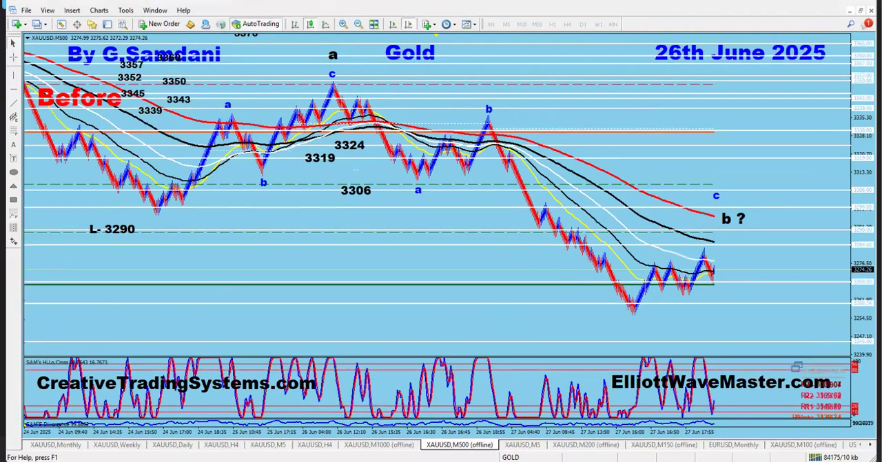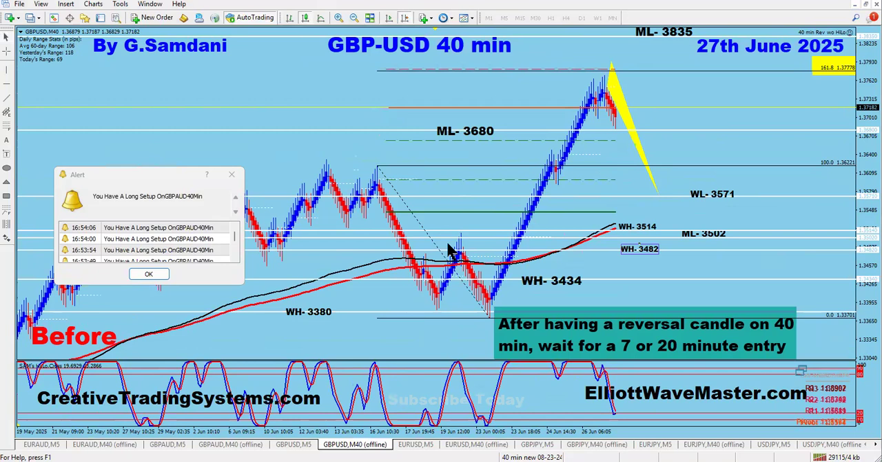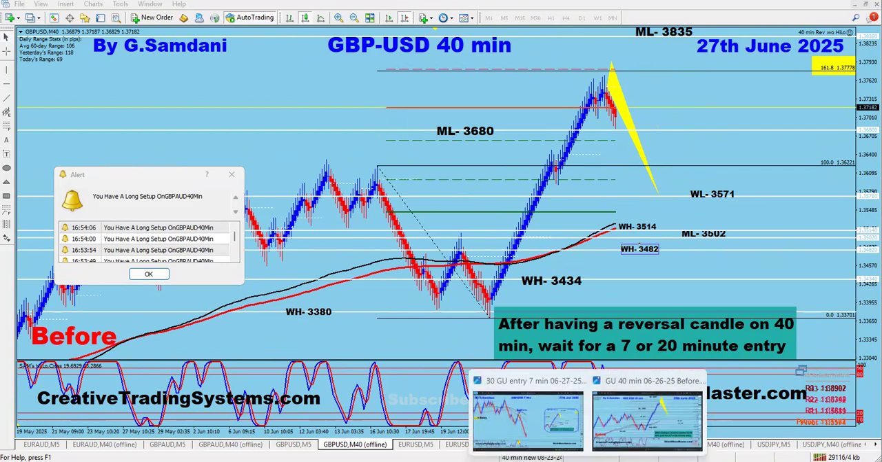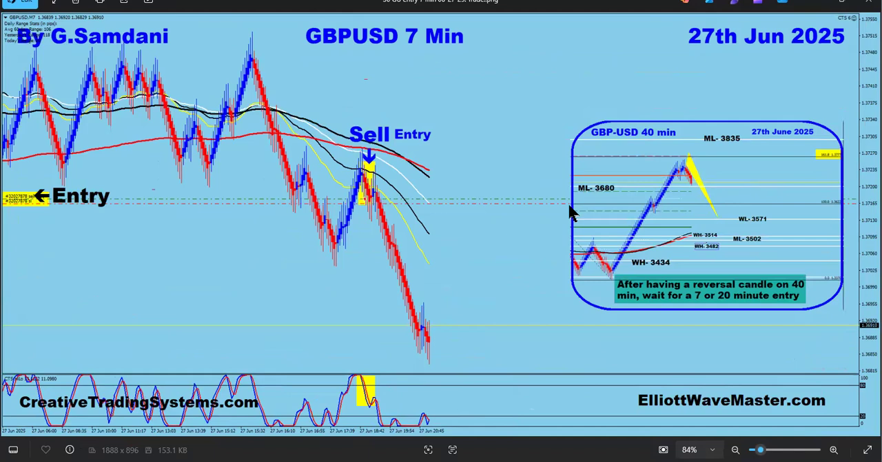We end up here. See that it made the turn, right? So now what happened on the 7-minute chart? At the same time, I can't show you here, but that's why I put this chart on the 7-minute and then show you the entry. Let me show you here. This is what I'm talking about. So that is the 40-minute chart.